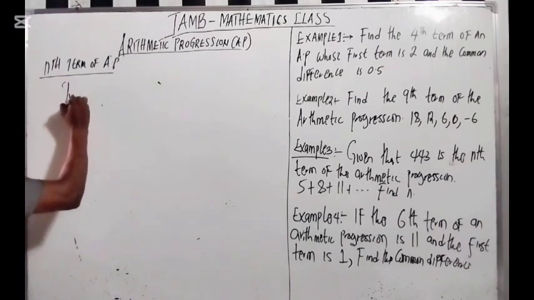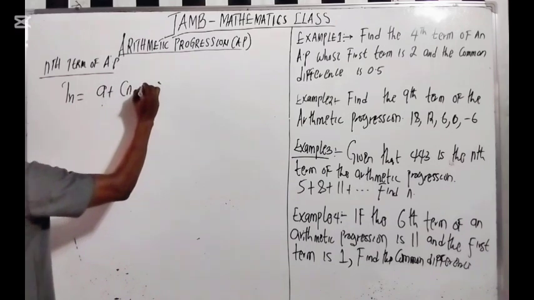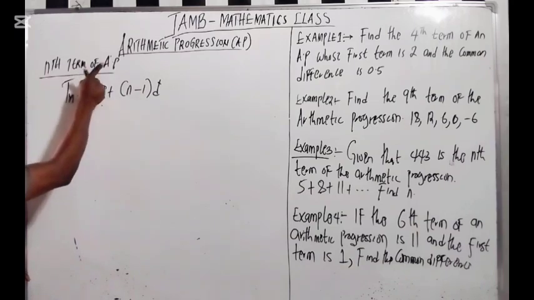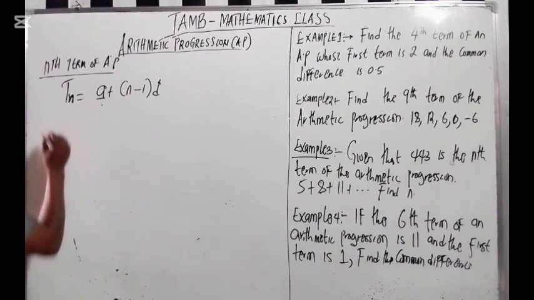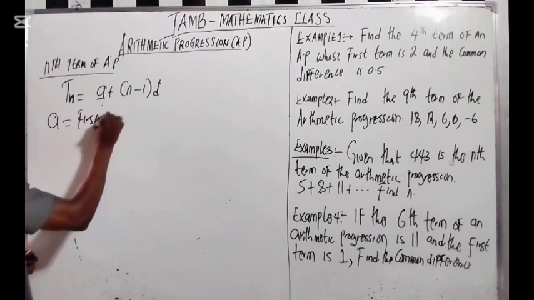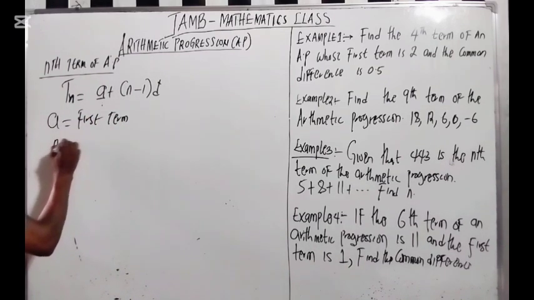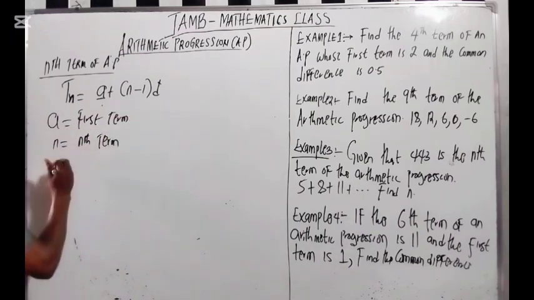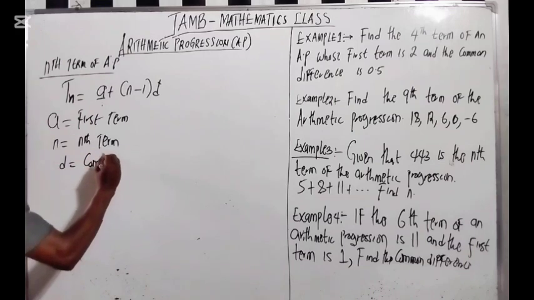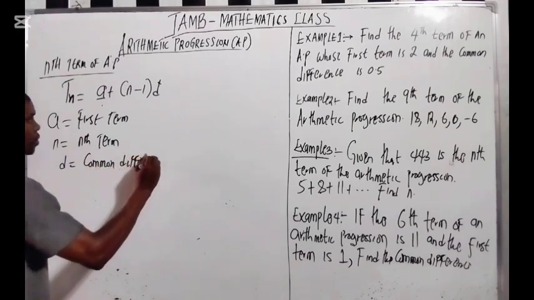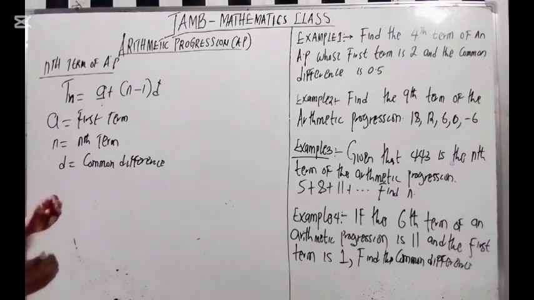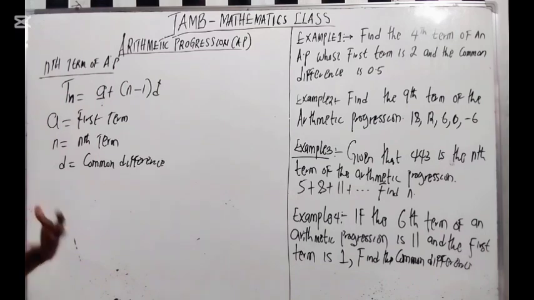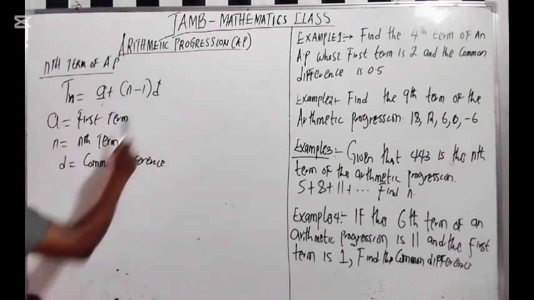Tn equals A plus (n minus 1) D. This is the nth term of the AP. A is the first term, n is the nth term, and D is the common difference. So when we talk about the nth term of an AP, this is the formula we use.